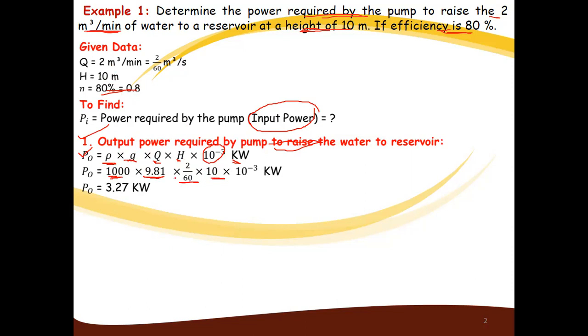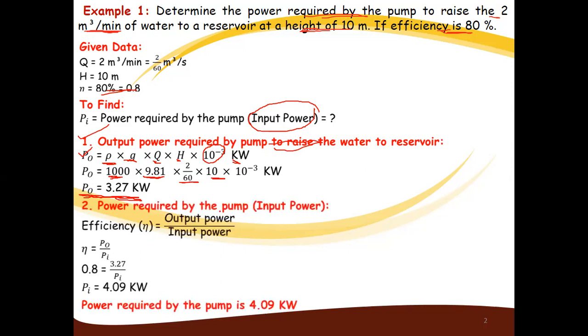So if you see this rho, it should be in kg per meter cube. That is, it is 1000 kg per meter cube. G, it should be 9.81 meter per second square. Q, it should be meter cube per second. Therefore, it is 2 by 60. And H should be in meter. So after putting these values, we get the output power required by pump. It is 3.27 kilowatt.